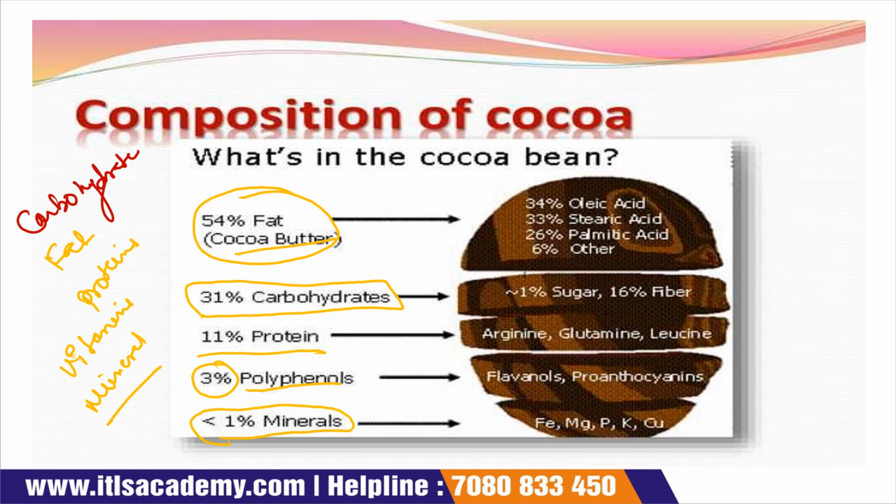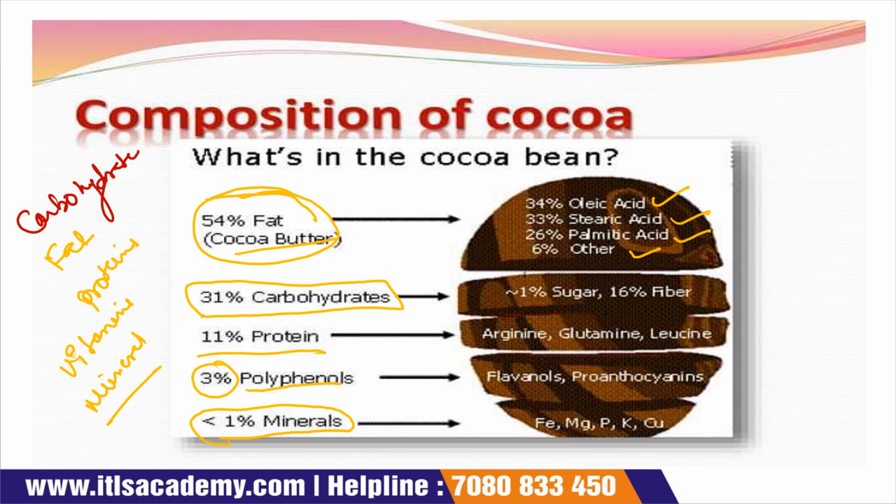of minerals are present. Now, if we see the composition of the fat in cocoa beans, around 34% oleic acid is present, 33% stearic acid, 26% palmitic acid, and 6% other fat. So the fat in cocoa beans contains oleic acid, stearic acid, palmitic acid, and other types of fat, but the percentage of other fat is very small.